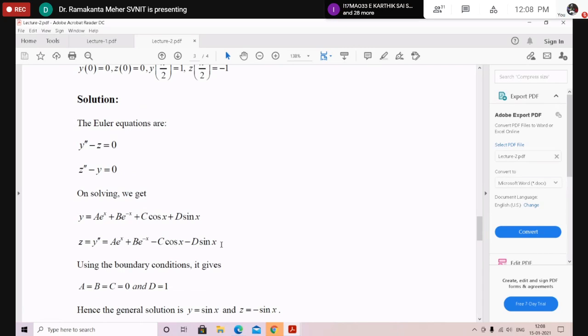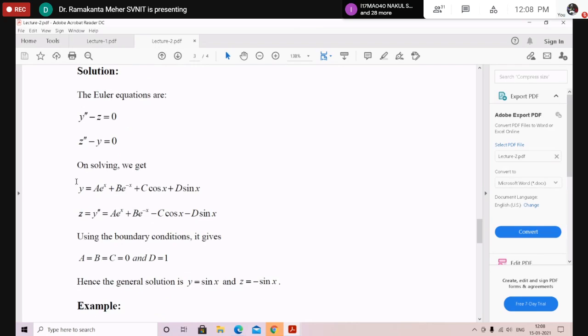Now, if we use this value of z here, you can get the value of y. That means you have to find the second derivative of this z. Here, what I have done is first calculated the value of y, and after that calculated the value of z. You can do either way. So this is the value of y and this is the value of z.